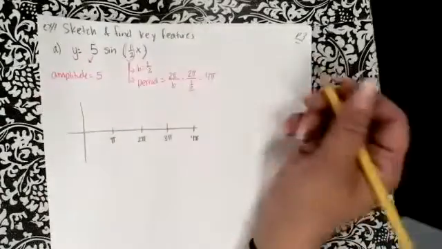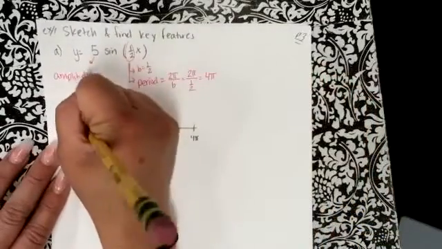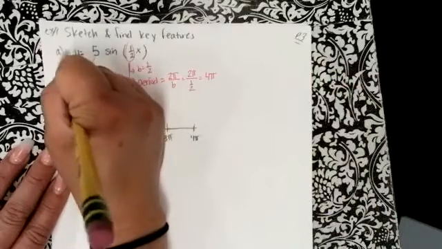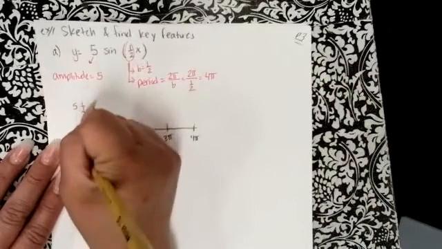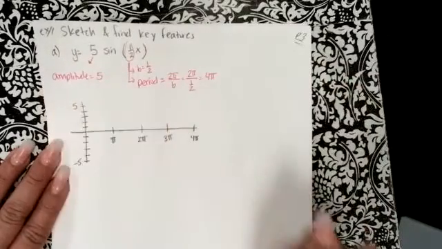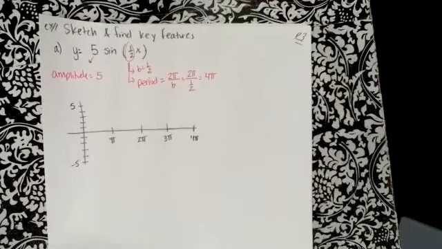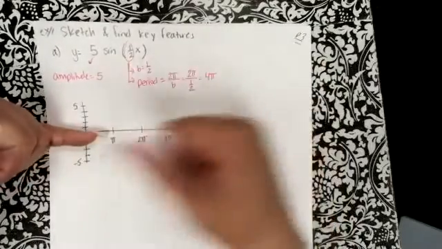Now the amplitude is 5. That means I have to go up to 5: 1, 2, 3, 4, 5, and down 1, 2, 3, 4, 5, because your midline is going to be right in the middle.